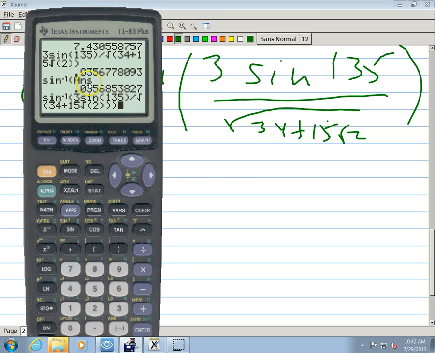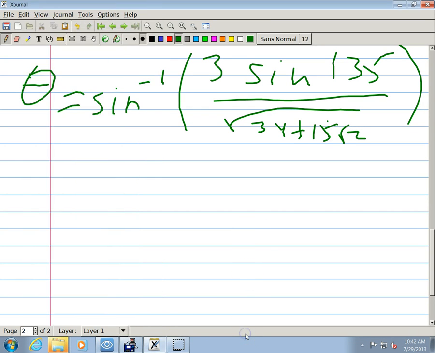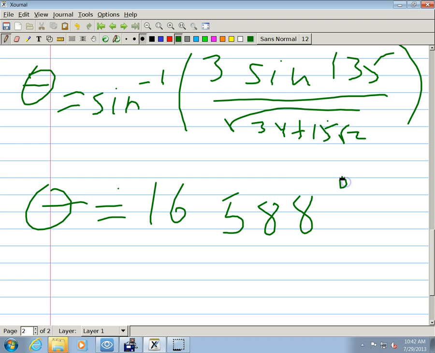And that 0.036 radians is about 16 degrees. So 16.588 degrees. Okay? So let's do that. So theta is about 16.588 degrees.